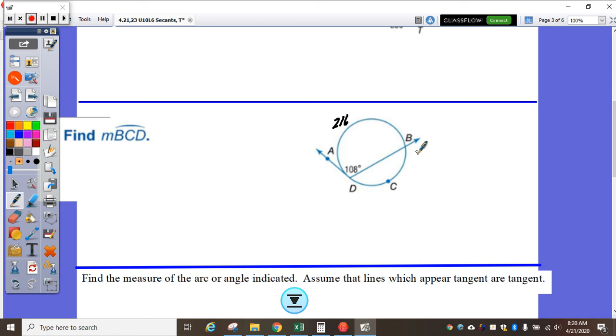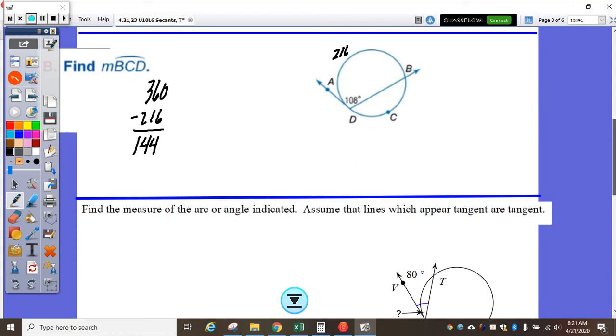Now I want to find what BCD is. Well, if I subtract the 216 from 360, that's going to give me what the arc BCD is going to be. So 360 minus 216, and that's going to give me an arc measure of 144. Okay.